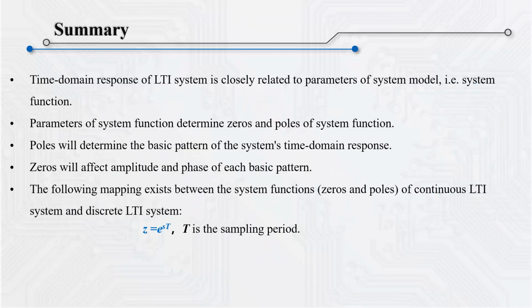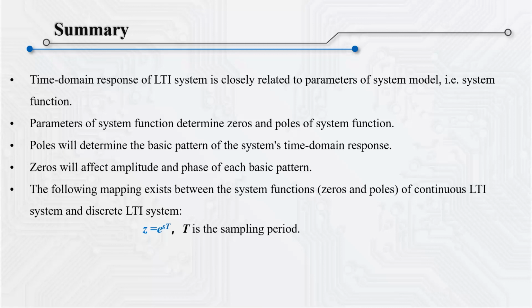Finally, we make a summary of this lesson. First, the time domain response characteristics of an LTI system is closely related to the system model, which is the parameters of the system function. Second, the zeros and poles of the system function are also determined by the parameters of the system function. Third, the poles of the system function determine the basic patterns of the system's time domain natural response. Fourth, the zeros of the system function can't change the basic pattern of the system's time domain response, but they will affect the amplitude and phase of each pattern.